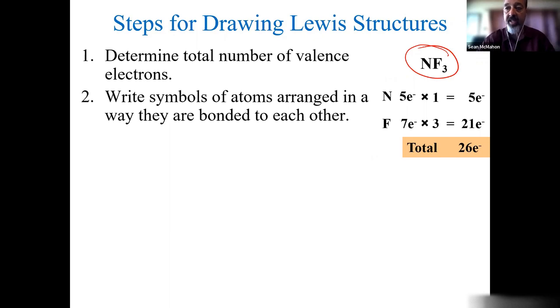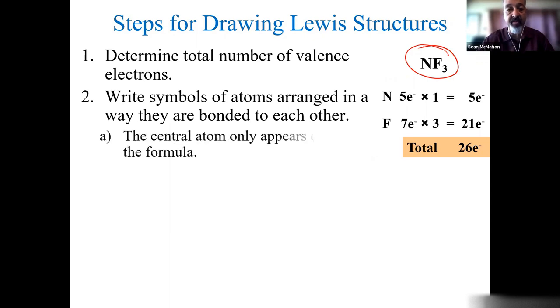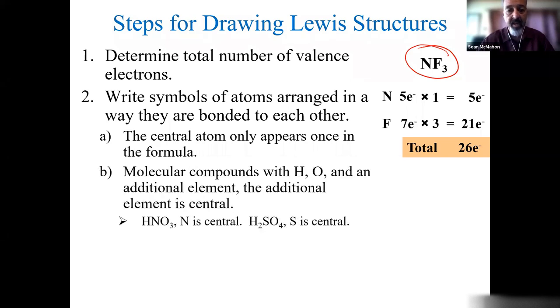So when we're sketching the symbols together, we need to determine which one's the central atom. Typically, the central atom is the most metallic. So nitrogen is further away from fluorine, so that's going to be in the center. And we are going to surround it with the fluorines as what are called exterior atoms, or atoms in the periphery. The central atom only appears once in the formula. That's not always the case, but in this case, it's true.